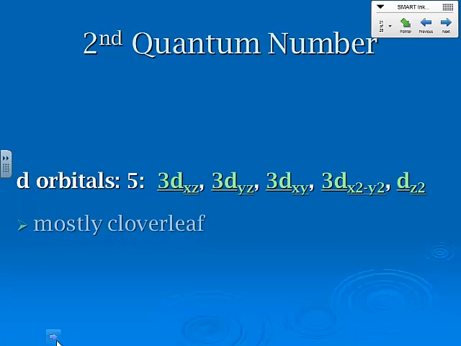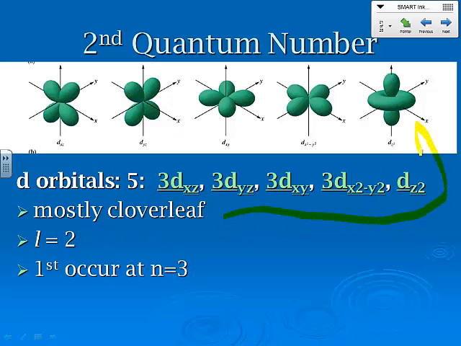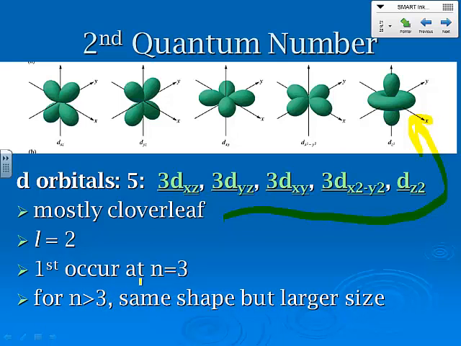Okay, now with the d orbitals, they're mostly cloverleaf, and the L is equal to 2. They first occur at the third energy level, and we'll do our electron notation stuff that will kind of bring all this back as well. But they mostly have cloverleaf with the exception of this last one that kind of has the funky inner tube in the middle. And same thing, n greater than 3, same shape but larger size.